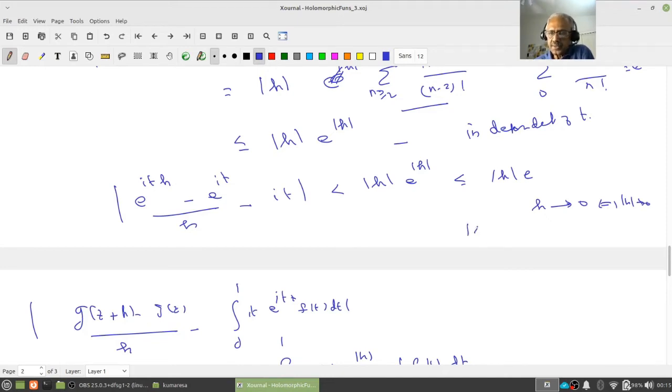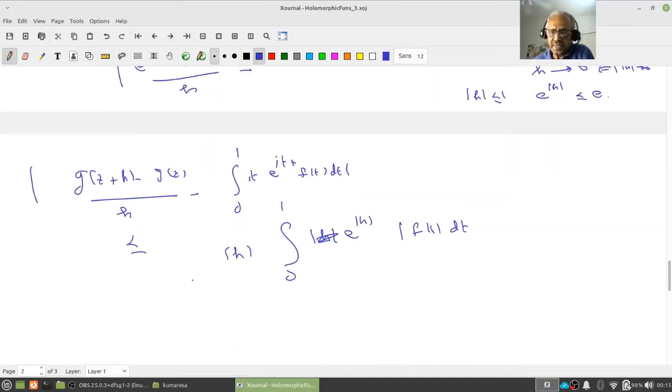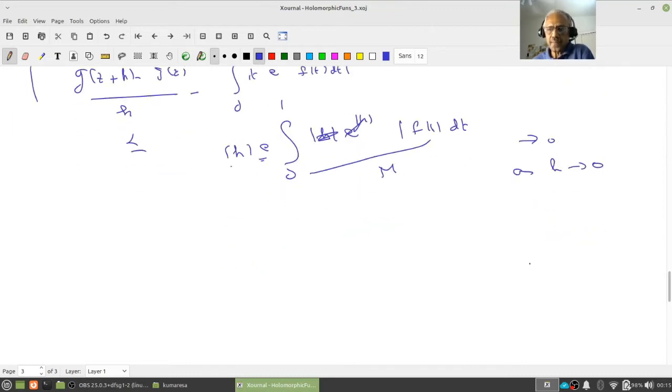Therefore mod h will be less than or equal to 1, and since the exponential is increasing, e power mod h is less than or equal to e. Therefore this is less than or equal to e times mod h. Now this e is constant, and mod h goes to 0 as h goes to 0. So we have proved the result. This proof is rigorous now.